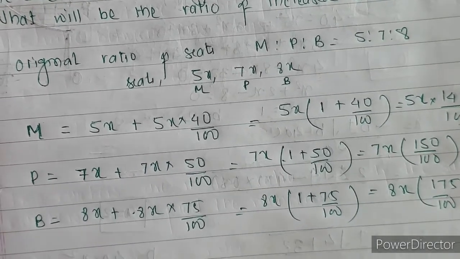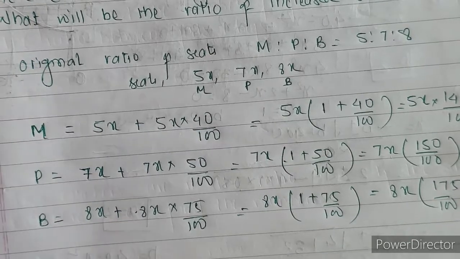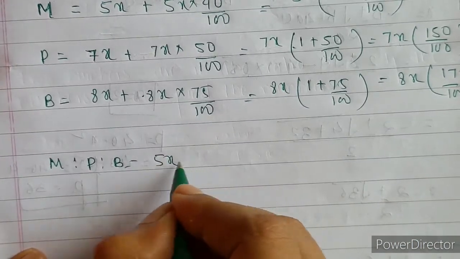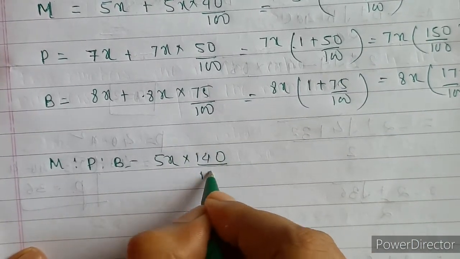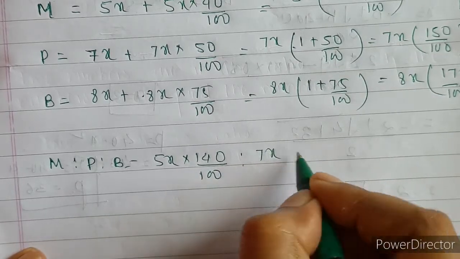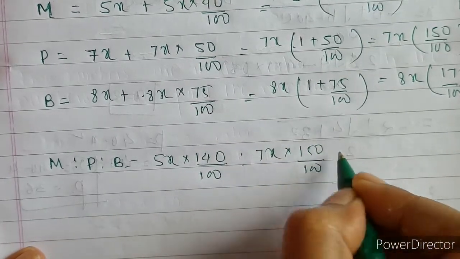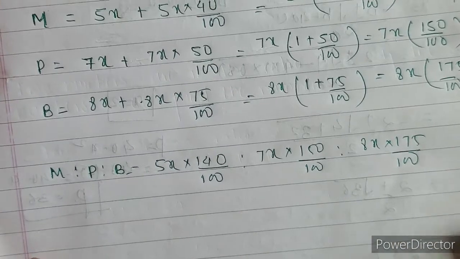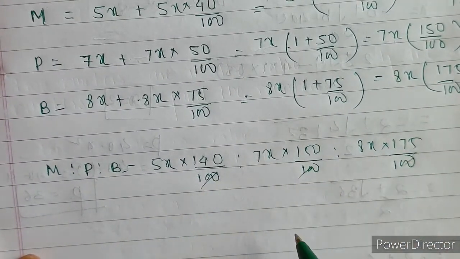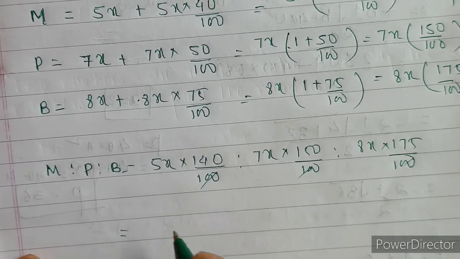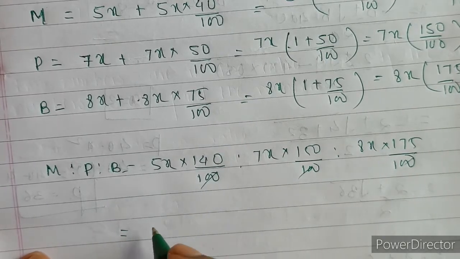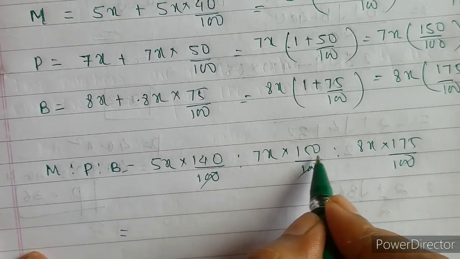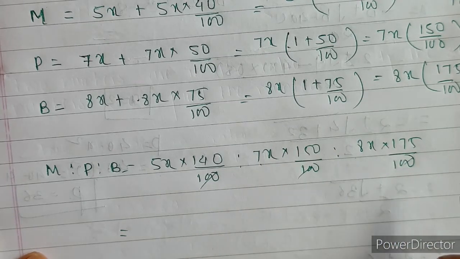Now we have to find the ratio of these three seats, that is new seats of maths to physics to biology. And what are the new seats? It is 5x into 140 by 100 is to 7x into 150 by 100 is to 8x into 175 by 100. So this 100 will get cancelled. Okay. Now remaining is 140 into 5 is to 150 into 7x and 175 into 8x.